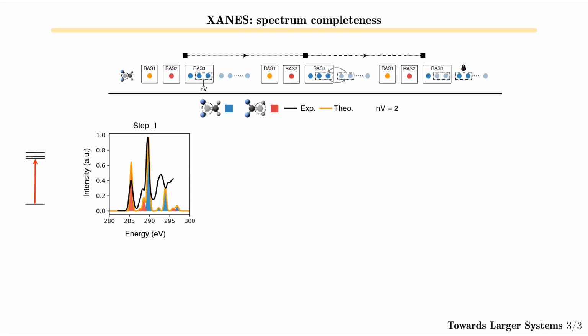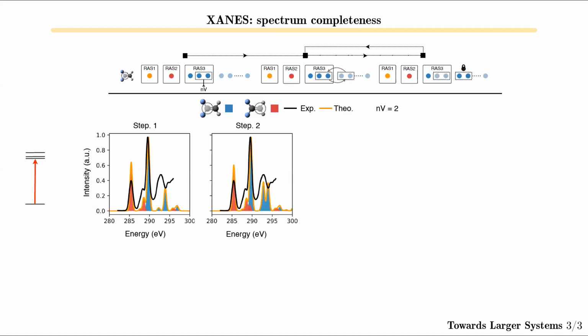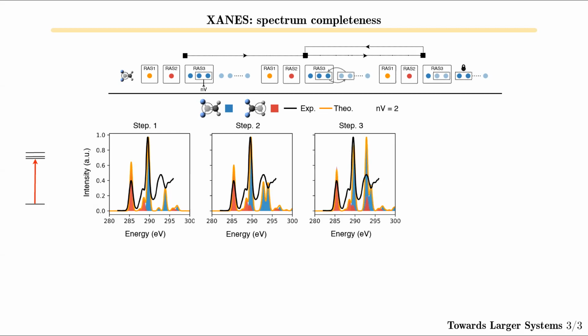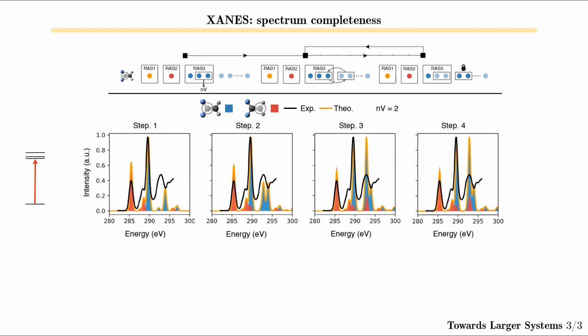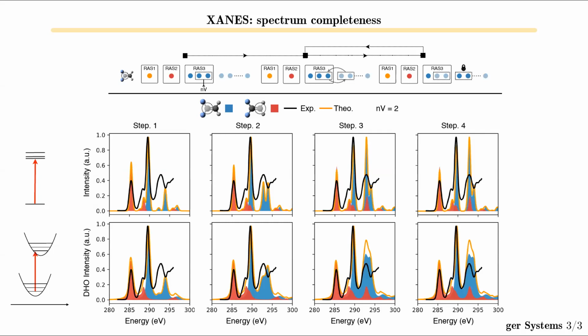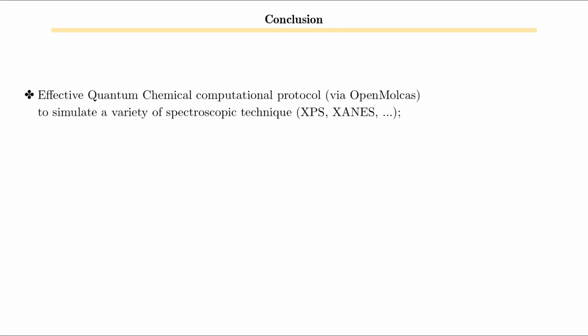But then, let's say we apply our protocol and we do more computations, and at the end, especially if we include the vibronic coupling, you see that with the sequence of serial computations we again reach a very good description of the line shape. So, of course, there are approximations. If you want, we can talk about this.